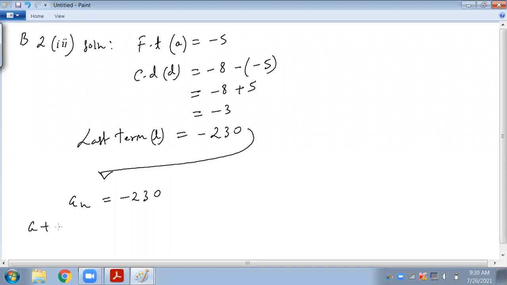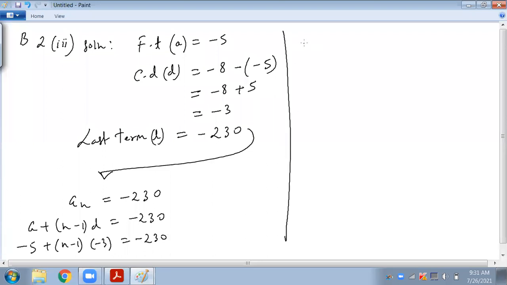So a plus (n minus 1)b equals what? Minus 230. Then for the values, a is how much? 5. Plus n is how much? We don't know. Minus 1, b is what? Minus 3. Equal to how much? Minus 230.